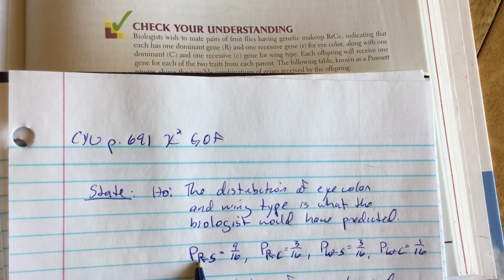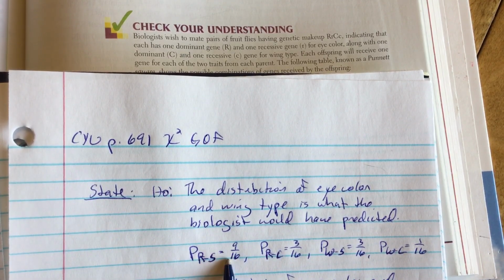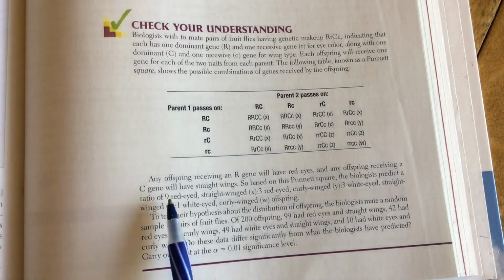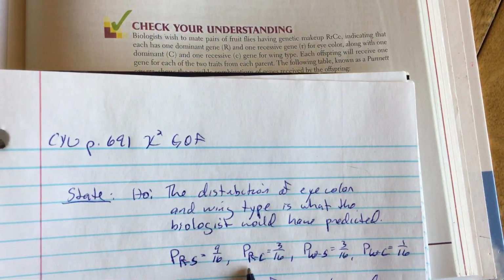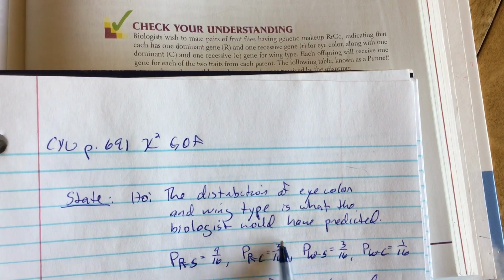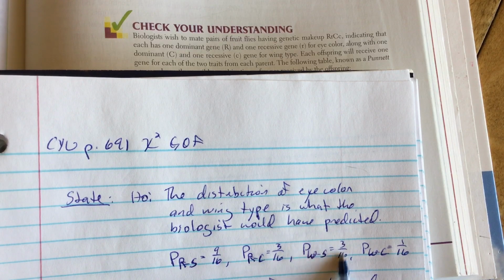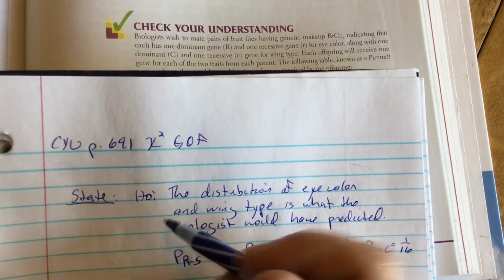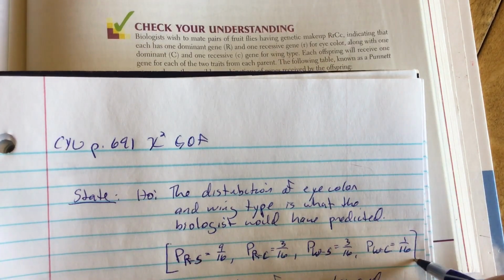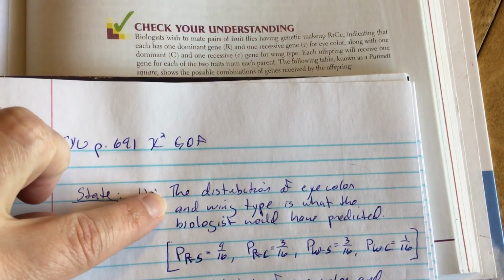So my proportion of red eyes, straight wings should be 9 out of 16 because that's 9 and the total is 16. The proportion of red eyes and curly wings should be 3 out of 16. White eyes and straight wings, 3 out of 16. And then white eyes, curly wings is 1 out of 16. I don't have to put both. Again, I'm going to put this in brackets. If I write that, that's fine.